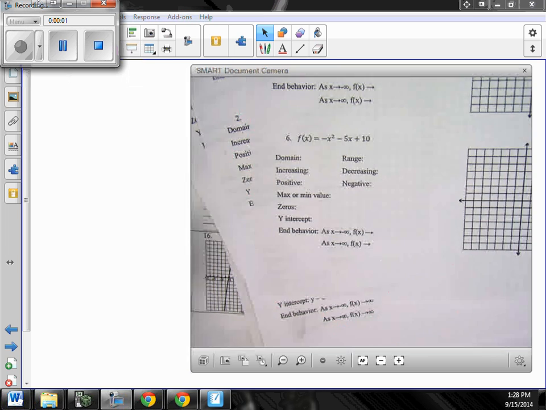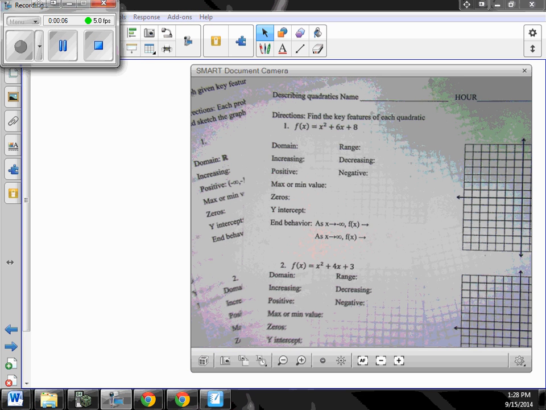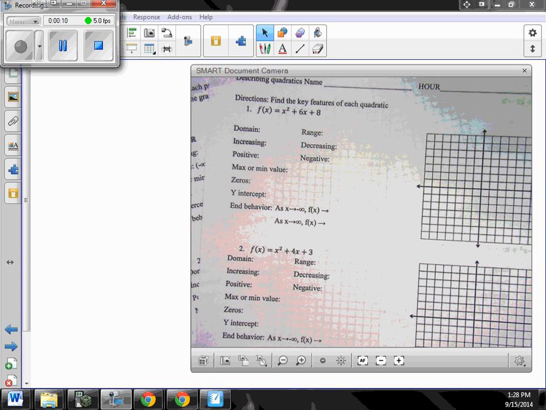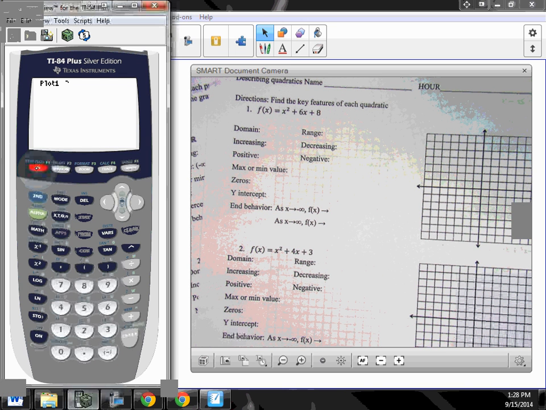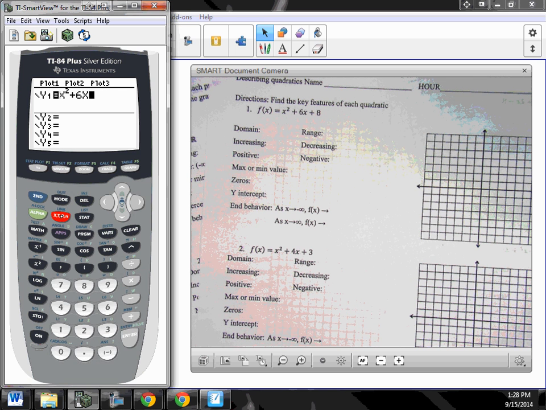If you look at the first problem, it wants us to find the key features of that function. So first we need to graph it. So plug in x squared plus 6x plus 8 graph.